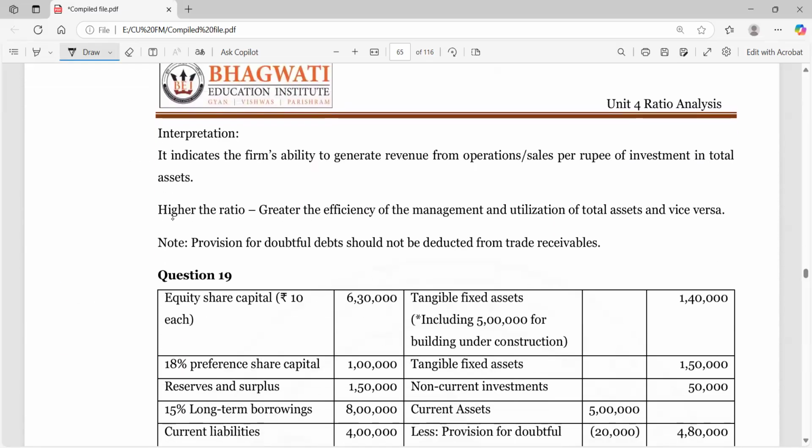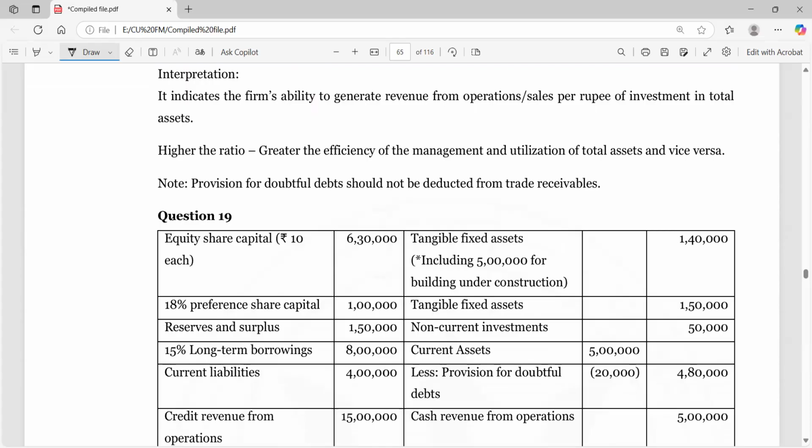So now interpretation, we will look. One more important thing. Listen, here provision for doubtful debts should not be deducted from receivables. Why? Because here we are not measuring whether we are having sufficient amount of assets to pay the obligations or not. Here we are talking about how effectively we are using the resources. So provision for doubtful debts should be subtracted only while calculating liquidity ratios. While calculating other ratios, it should not be subtracted. Clear?